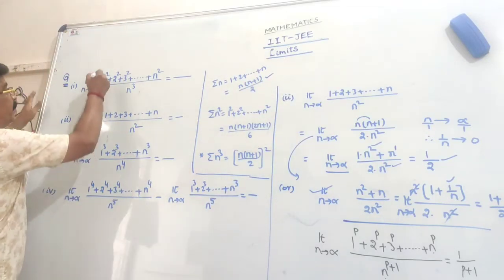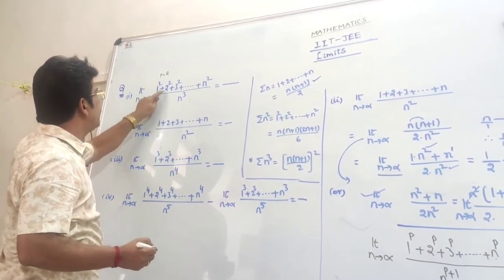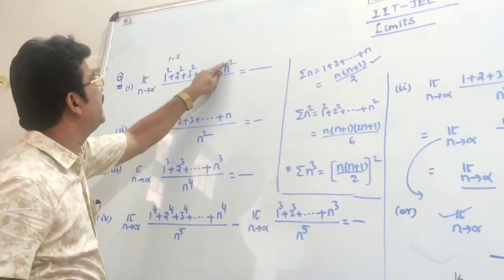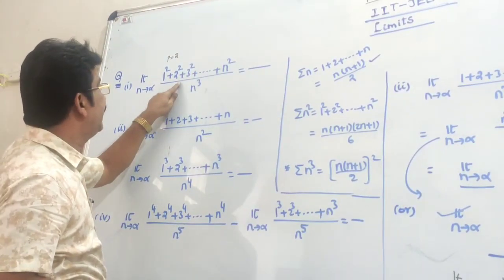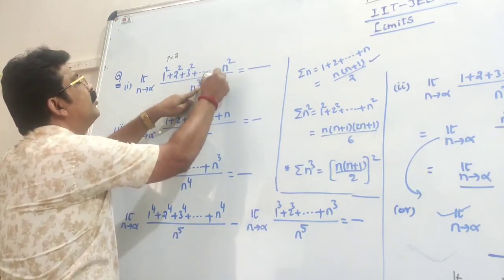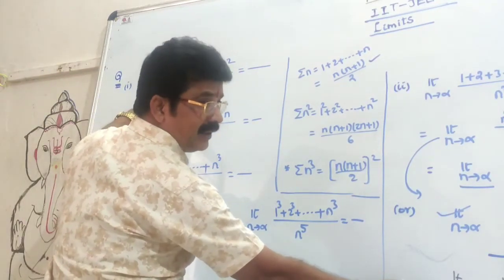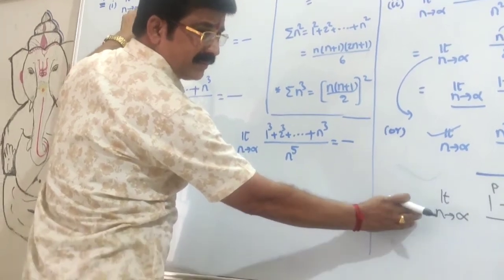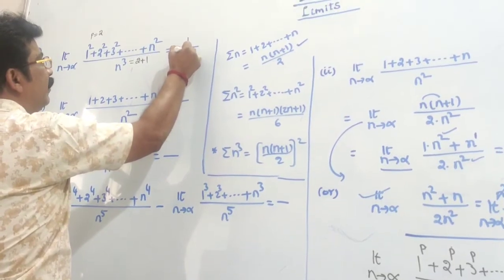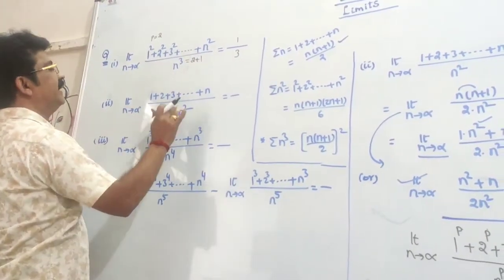So 1 to the power of p, here p is equal to 2. 1 power p plus 2 power p plus 3 power p plus and so on, n power p divided by n power p plus 1. 3 means 2 plus 1. So compare. Both are the same model, similar structure. So therefore the answer is 1 by p plus 1. This is the answer.